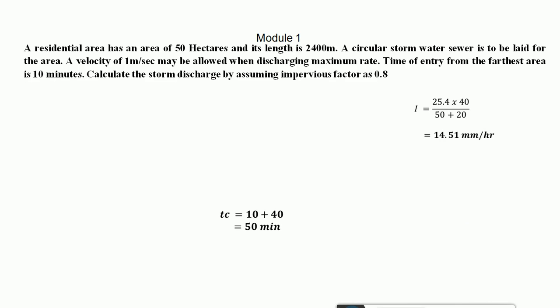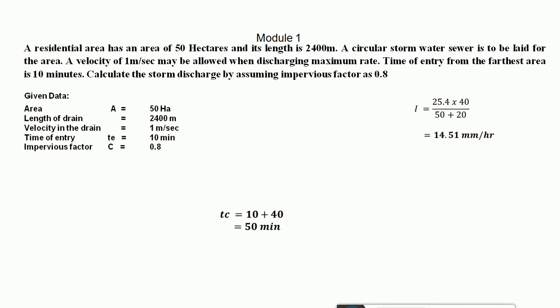In the next problem, the data is given as follows: a residential area has an area of 50 hectares and its length is 2400 meter. A circular storm water drain is to be laid for the area. A velocity of 1 meter per second may be allowed when discharging at the maximum rate. Time of entry from the farthest area is 10 minutes. Calculate the storm discharge by assuming the impervious factor as 0.8. So here we have to find out the quantity of the wet weather flow.